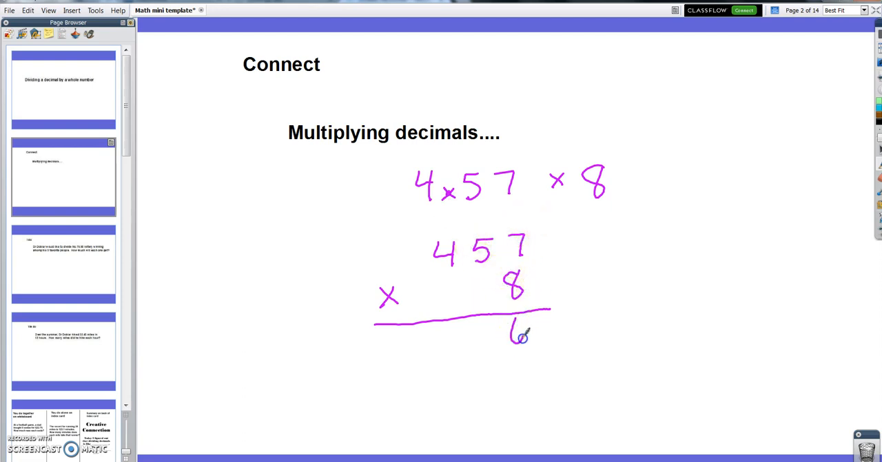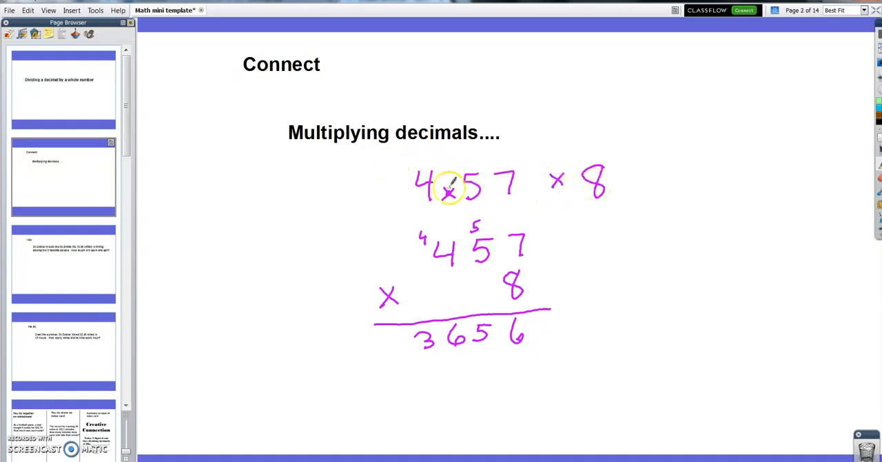8 times 7 is 56. 8 times 5 is 40. Plus 5 is 45. 8 times 4 is 32. Plus 4 is 36. And now that I'm done multiplying, I figured out where my decimal went by just using estimation, just using common sense.